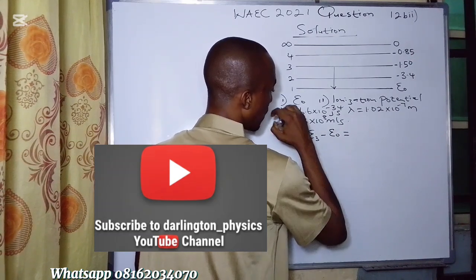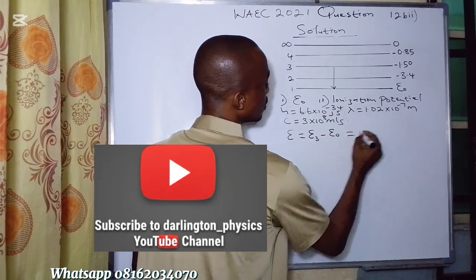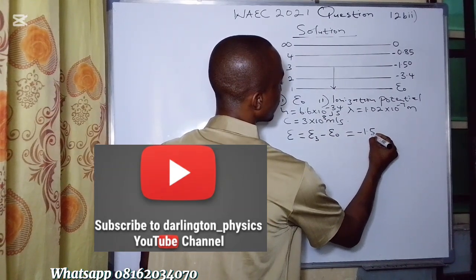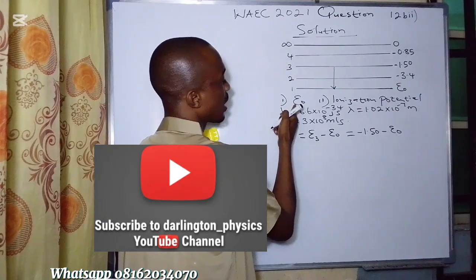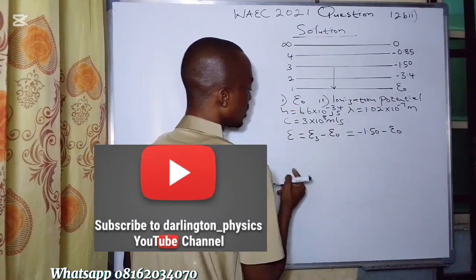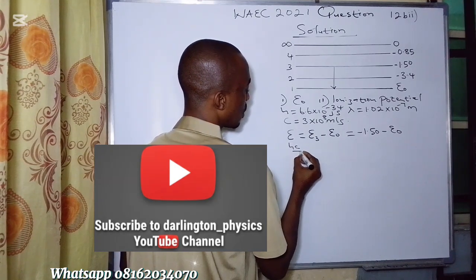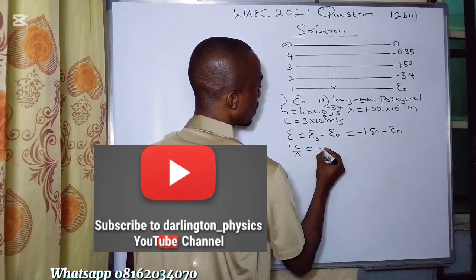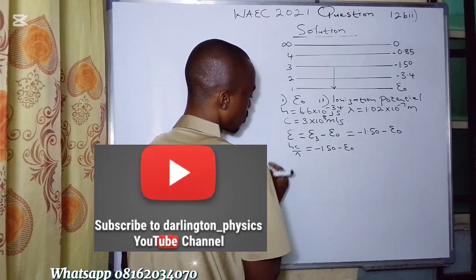And this will give you what? That's what we're looking for. E3 is already given as negative 1.50, minus what's your E0? E0 is not given. We are asked to find E0, that is the energy of the ground state. But E, according to Max Planck, is given as hc over lambda. And this is equal to negative 1.50 minus E0.